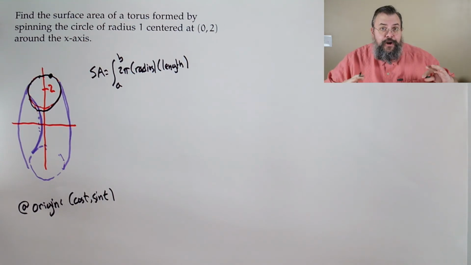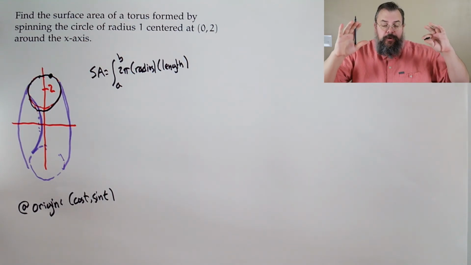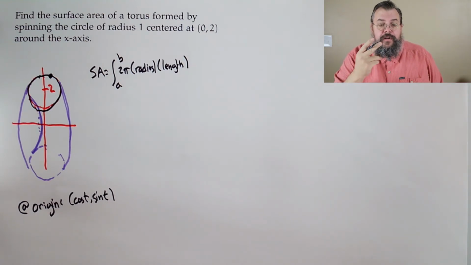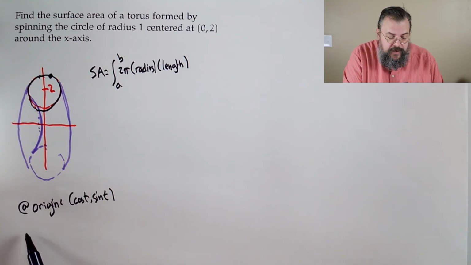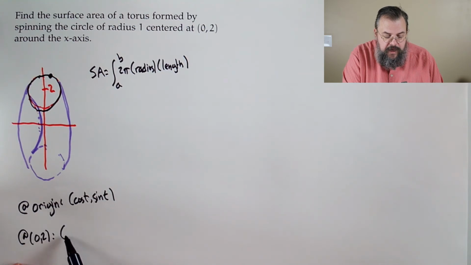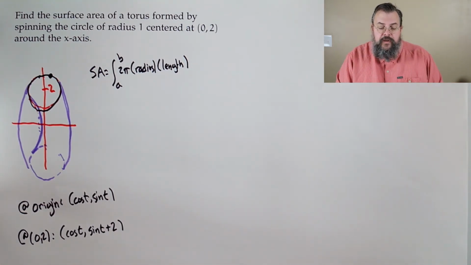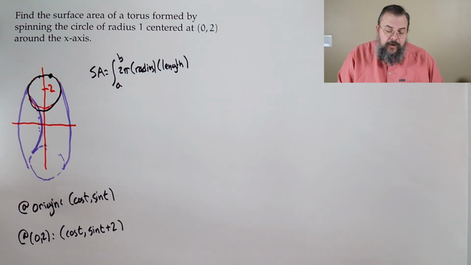But we've now been moved. We've shifted up our center in the y direction by 2 units. So what does that do? Well, if our center is at (0, 2), then we have cosine t, comma, sine t plus 2. In other words, we just move all the y values up by 2. So that's our formula.